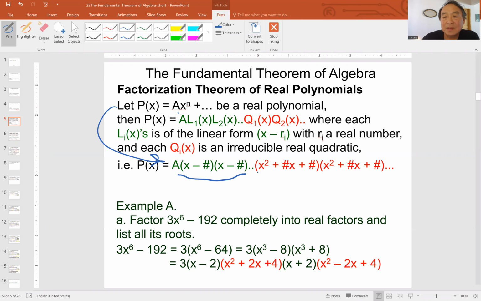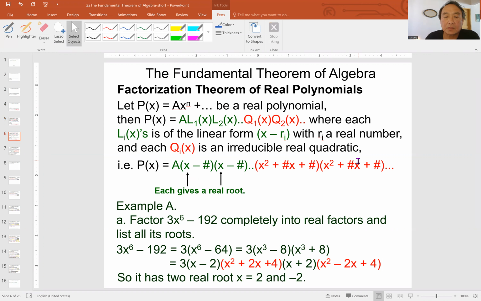Linear factors times a bunch of irreducible quadratics, and they have complex roots. And the linear one, of course, produces real roots, in this case, 2 and minus 2. And the quadratic produces complex roots.